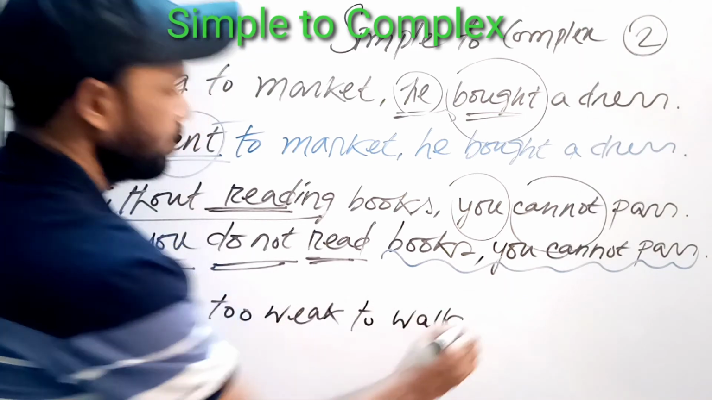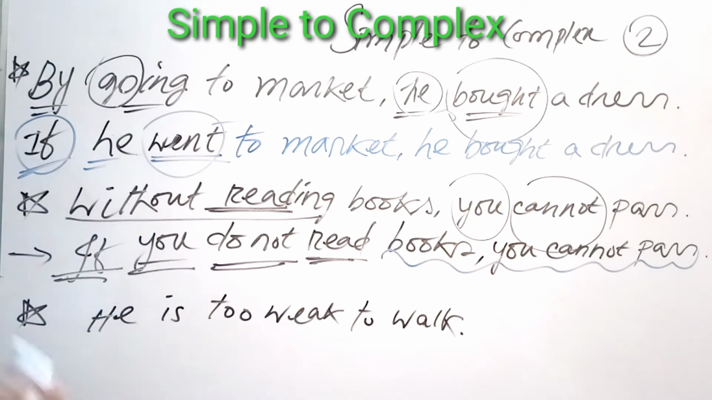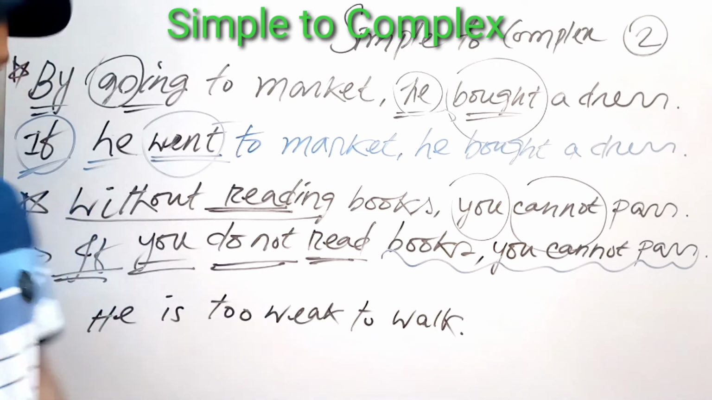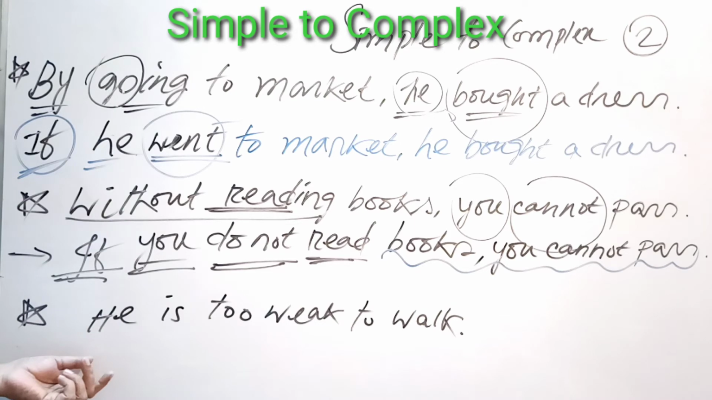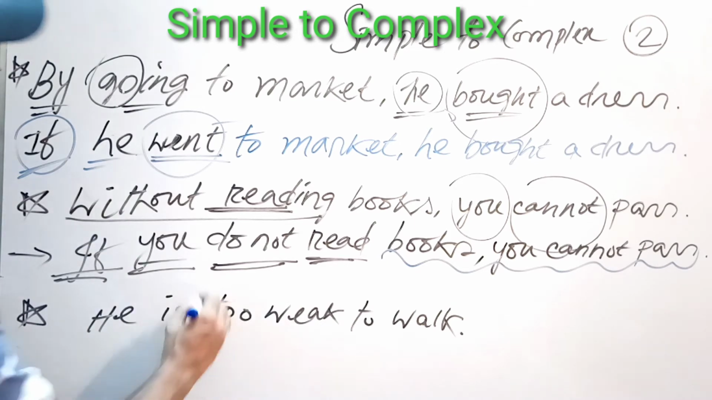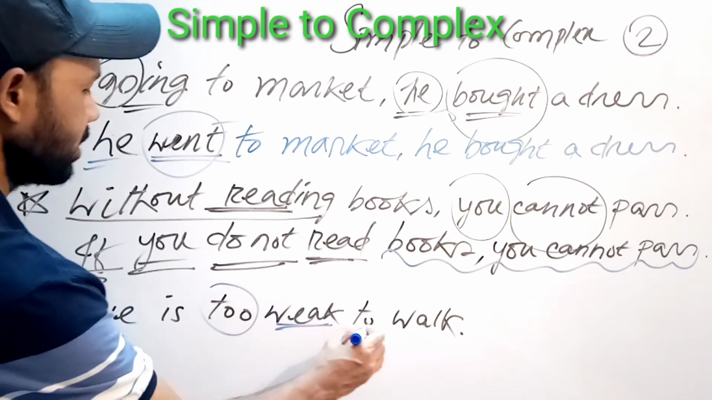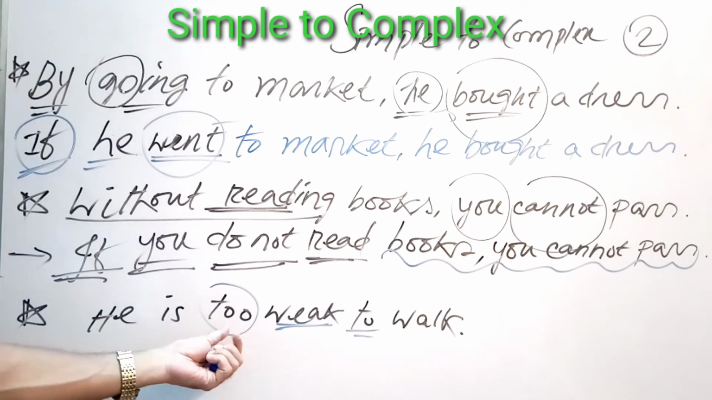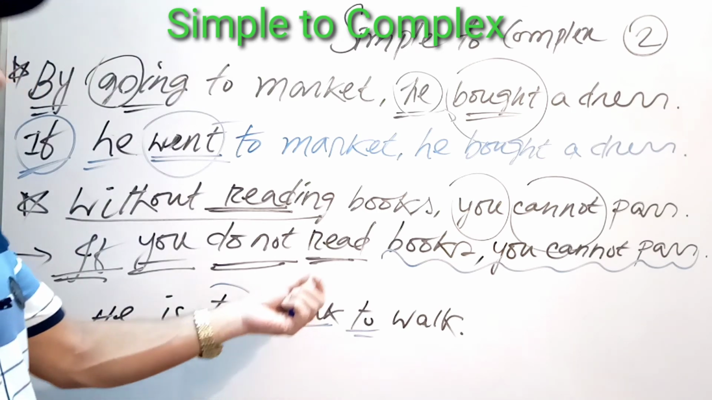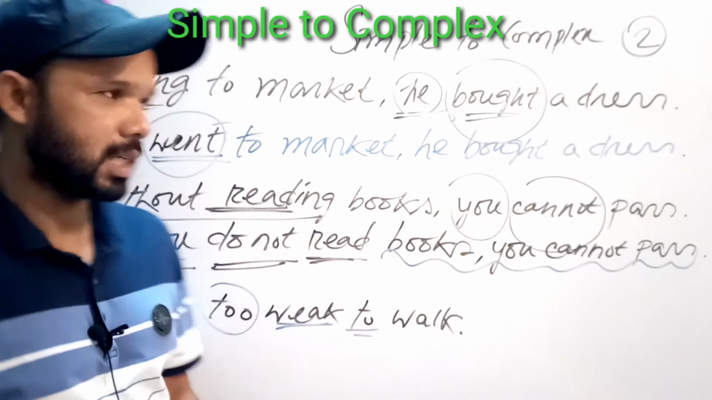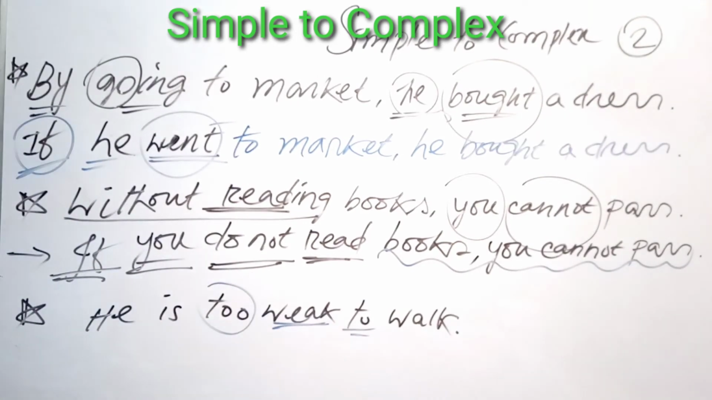Now look at the example. He is too weak to work. So it is a different type of simple sentence having the feature too plus adjective plus to. That means there is too, then adjective, then to. If you find this type of simple sentence, then you have to change it in this way into complex sentence.